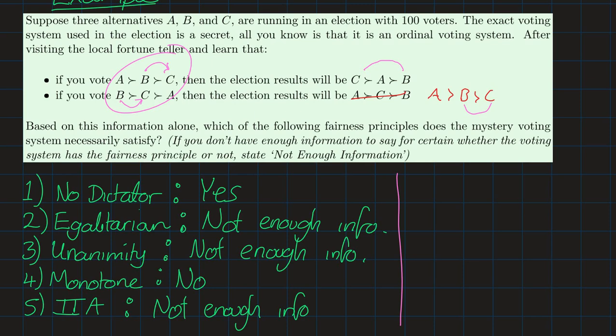So in the red scenario, you would conclude no, it does not have IIA. But in the original scenario there's just not enough information. Okay, that's the end of this example, and that's the end of this video.